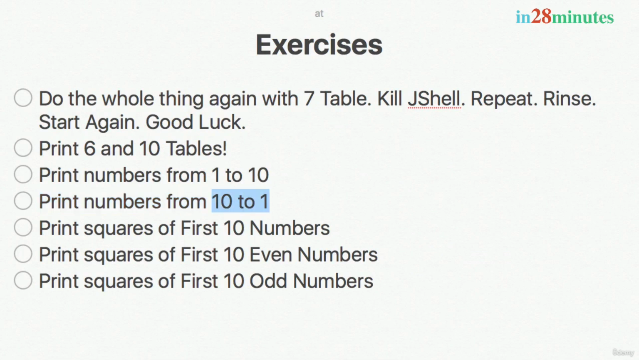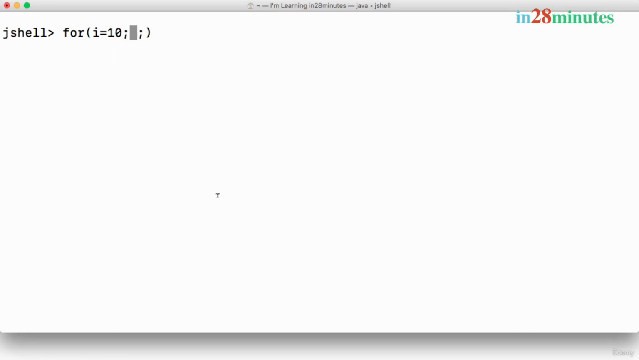When I want to go from 10 to 1, should I increment or should I decrement? The interesting thing is that you should decrement, right? I would want to decrease at each step, going from 10 to 9 and so on. So I would need to put this in the update: i is equal to i minus 1, or the shortcut is i minus minus.